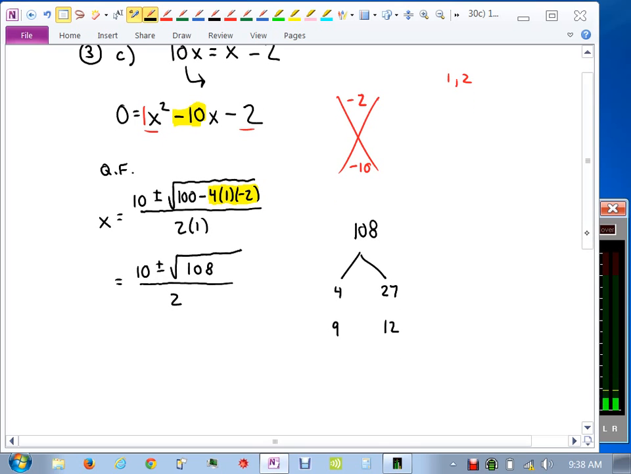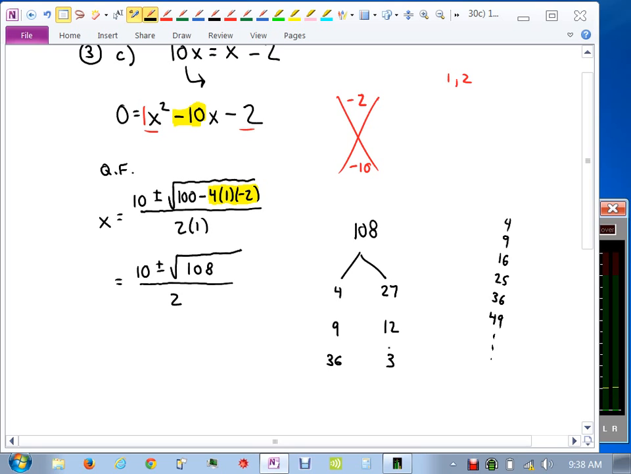What's the next perfect square? 16? Let me do 108 divided by 16. Doesn't work. How about 108 divided by, what's our next perfect square? 25? Remember, our perfect squares are 4, 9, 16, 25, 36, 49, and so on. So I'm just trying to divide 108 by all these. 108 divided by 36 is 3.